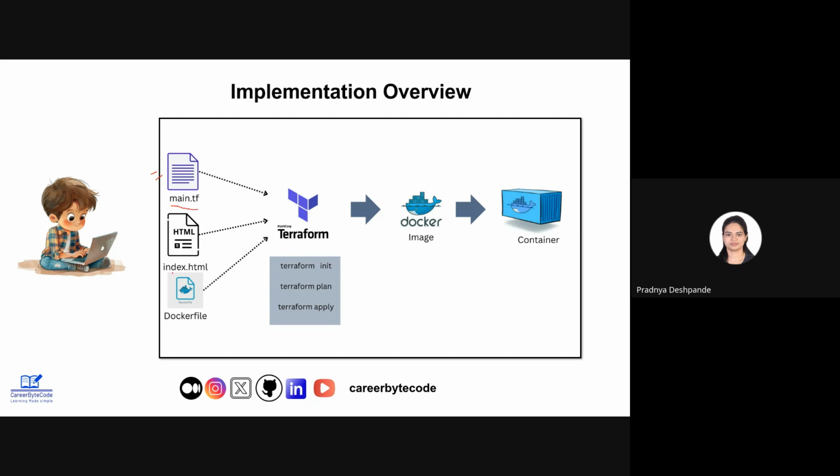And the question that might be in your mind: what about the other two files I have represented in the diagram? Using this index.html and the Dockerfile, we can go through them in the later part. First, we will go with the basic workflow and the implementation. Then I'll demonstrate the custom part: if you want to use the Dockerfile and integrate it with Terraform, how we can do that. That customization I will demonstrate in the last part.